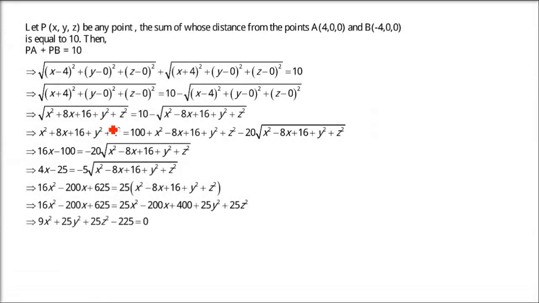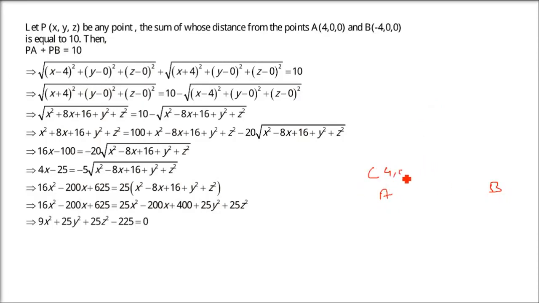Next one is 22nd. Find the locus of the point, the sum of whose distances from the points (4, 0, 0) and (-4, 0, 0) is equal to 10. Now they have made the question easy because two of the coordinates are 0. So we have A and B. Say one point is A and this is B.